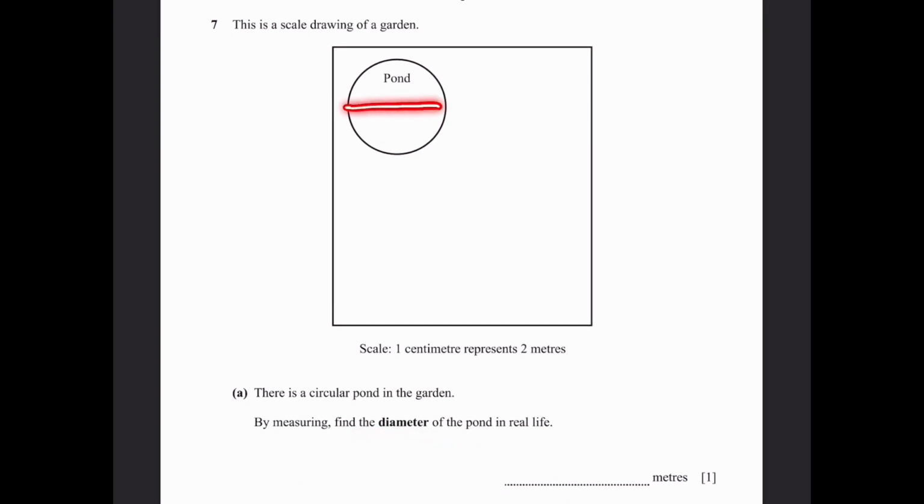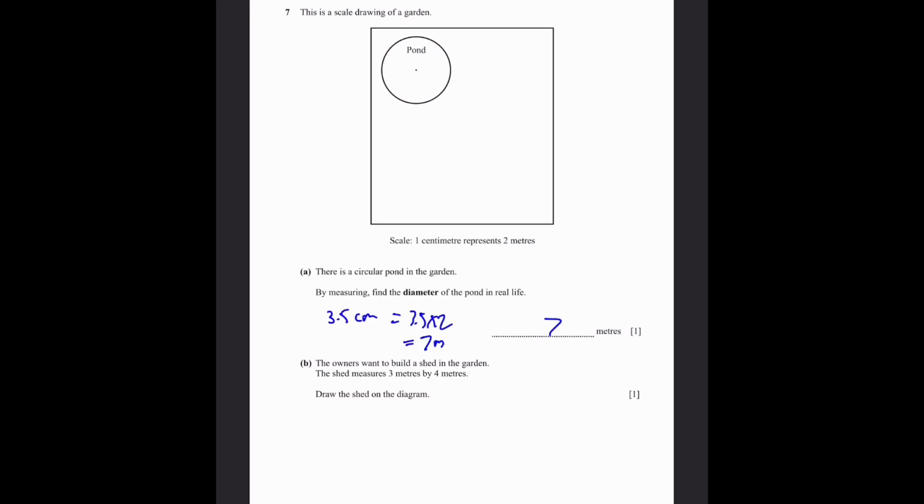It is this length. And this length, when you measure it on an actual A4 size paper, because we measure it here, it will be wrong. So I measured it on an A4 size paper and I get 3.5 centimeters. But then we need to write it in real life, which means we need to look at the scale. 1 centimeter represents 2 meters. So 3.5 centimeters will represent 3.5 into 2, which is 7 meters. That's the answer.